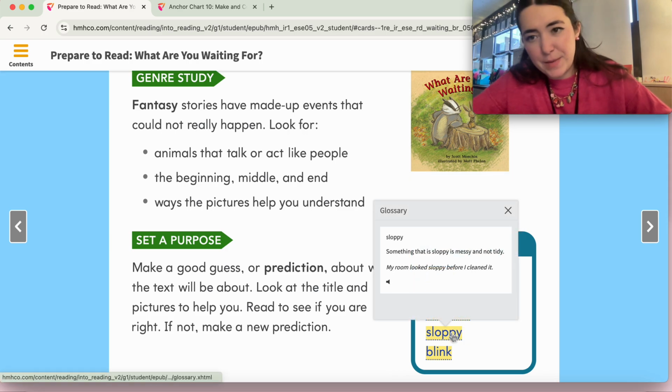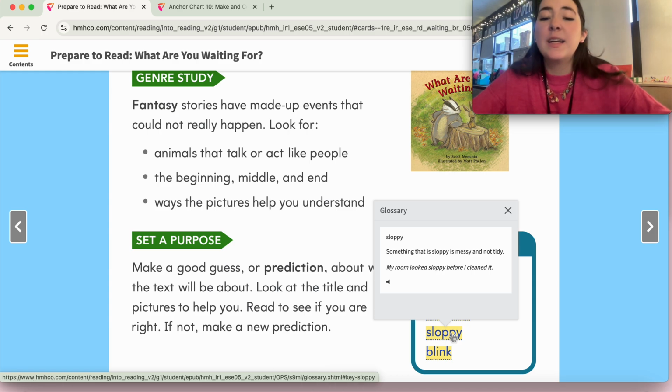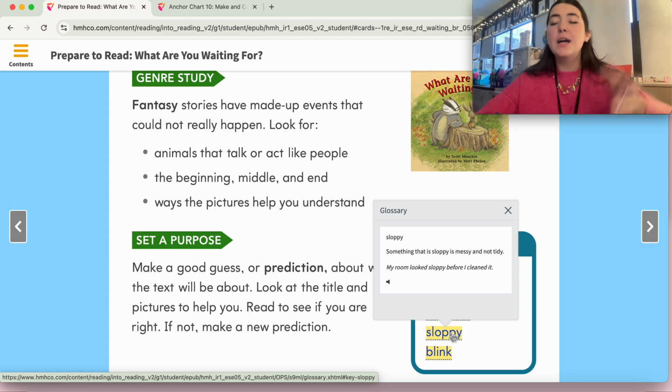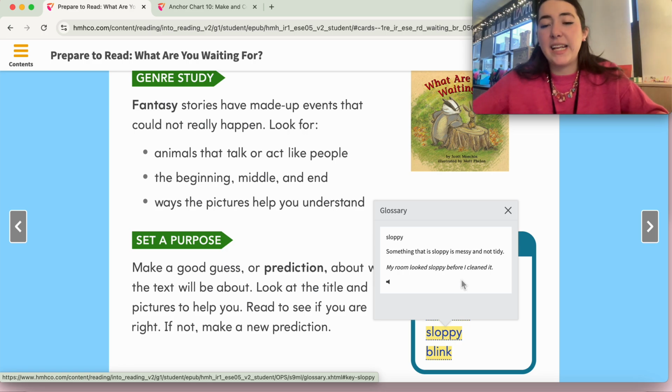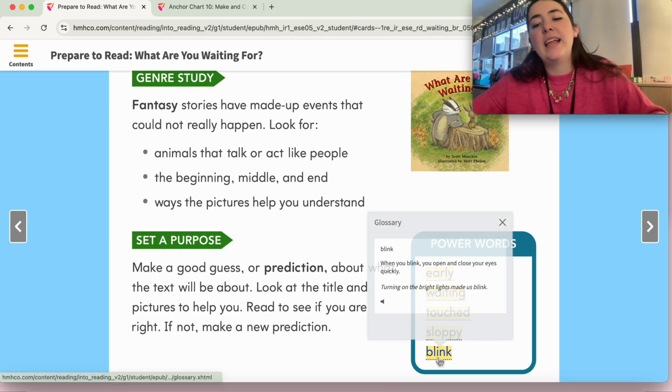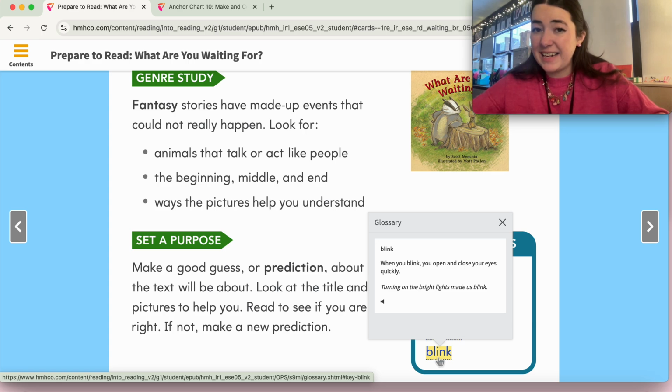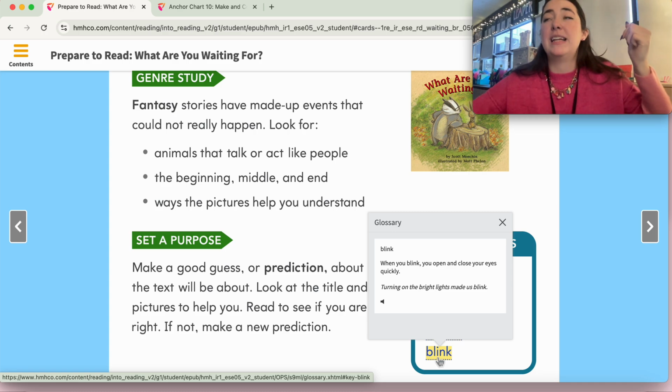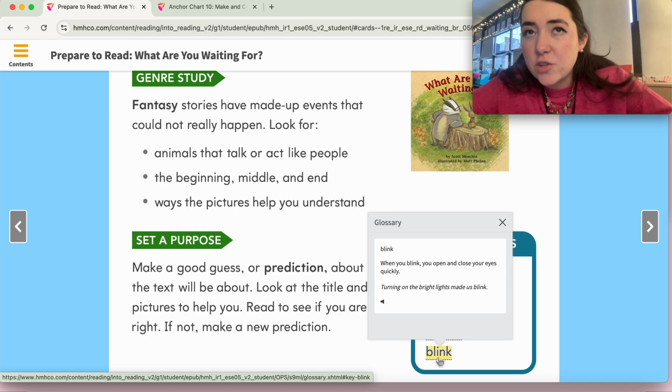The next word is sloppy. Can you say sloppy? Very good. Something that is sloppy is messy and not tidy. So my room looks sloppy before I clean it. Or before we clean our room at the end of the day after free time, our room sometimes looks sloppy before we clean it. It's messy or not tidy. And then the last one is blink. Can you say blink? Very good. When you blink, you open and close your eyes quickly. So turning on the bright lights made us blink. See if you can blink. Go ahead, try it.